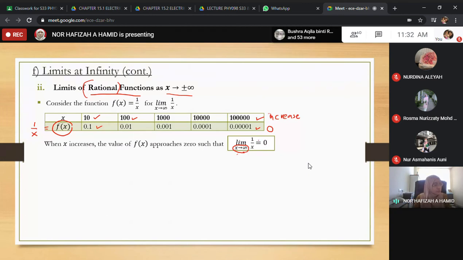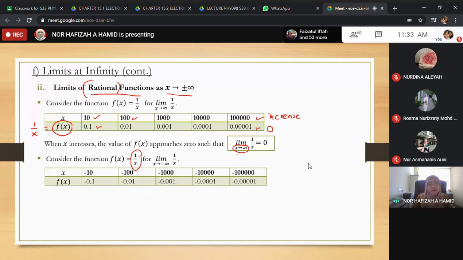Okay, so from the second table, we still take example 1 over x for the function. Okay, but the values of x will decrease. So the values of x, we start with negative 10, then we move to negative 100, until negative 100,000. Okay, so as x decreases, the value for f(x), the function we take as example is 1 over x. Okay, so the value for f(x) starts from negative 0.1 until negative 0.0001.